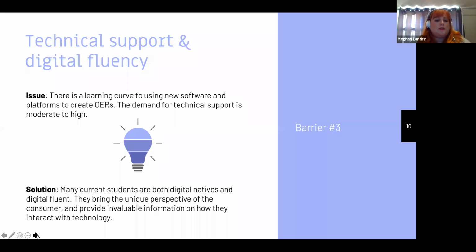This one includes technical support or technical infrastructure and digital fluency, as this can serve as a barrier to some. So the issue is that there is a learning curve to using new software and the platforms that are used to create OERs. The demand for technical support can sometimes be moderate to high. A solution is many current students are both digital natives and digitally fluent. They bring the unique perspective of the consumer and provide invaluable information on how they interact with technology, as well as feedback on accessibility.